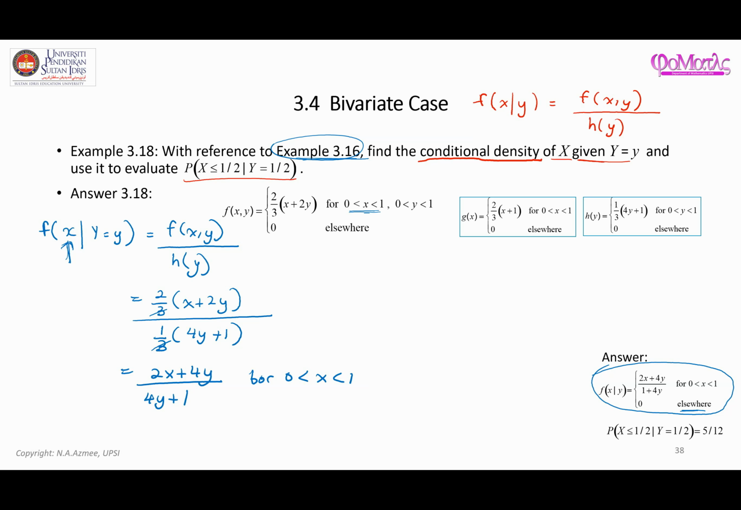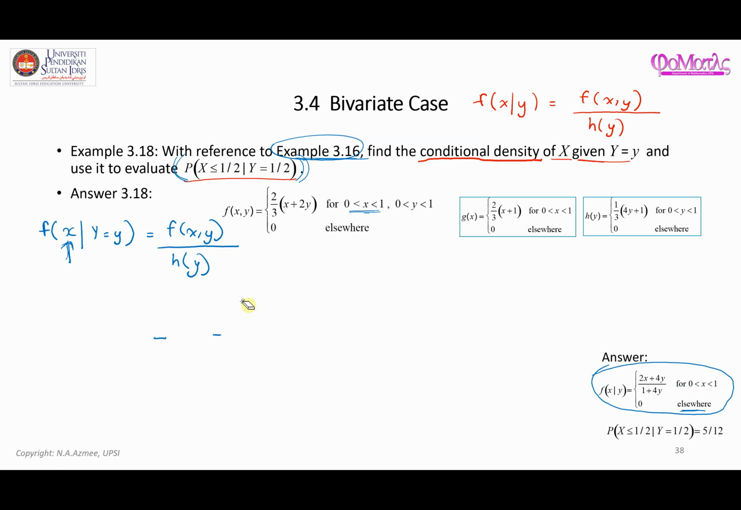That's the first part done, and we're going to use it to evaluate this probability. We're going to find the probability of x being less than or equal to half given y is equal to half. I'm just going to erase this part because we already have obtained the answer there at the bottom.